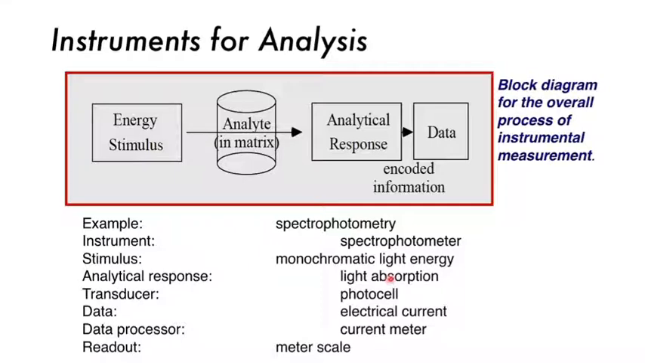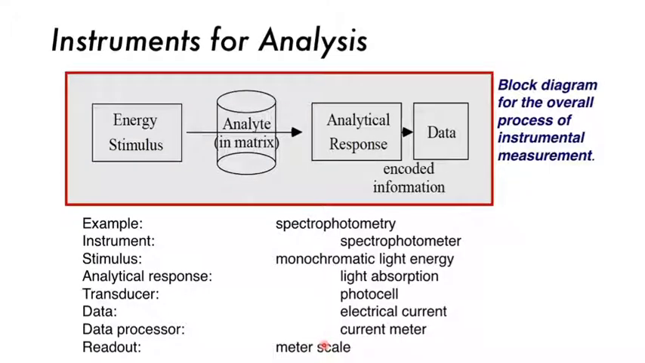So what's happening here is the light is being absorbed by the detector. Then we have a transducer, which is a photocell. This absorbs whatever light is left over and creates the electrical signal. Then the data is going to be an electrical current, and we'll read that using a current meter, and then the readout will be on the meter scale.